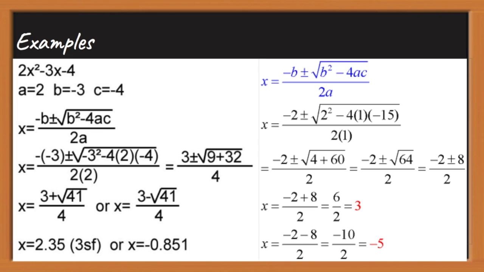If we simplify, we will get minus 2 plus or minus the square root of 64, over 2. And since we can simplify the square root of 64, we will get plus or minus 8. Then we will get minus 2 plus or minus 8, divided by 2. Then, if we separate them into two different equations like the last example, we will get 6 over 2, which simplifies into 3, and minus 10 over 2, which simplifies into minus 5.